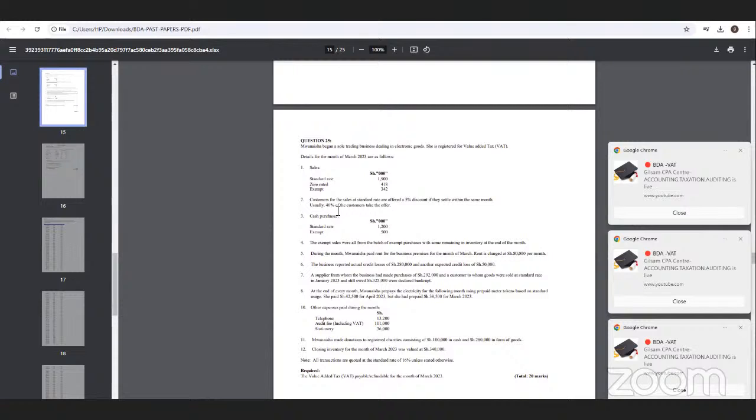That's number 7. A supplier from whom the business had made purchases, and a customer to whom goods were sold at the standard rate in January, still owed. We were doing this for the month of March. At the end of the month, they were declared bankrupt. So when you declare bankrupt, that is bad debt. And remember, that amount of 325 had a VAT element.